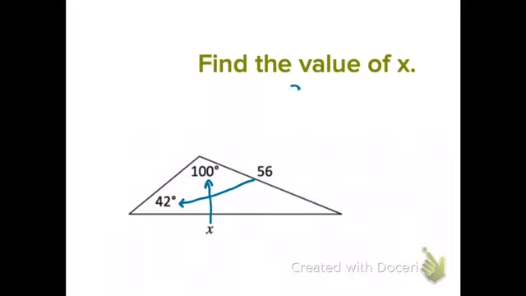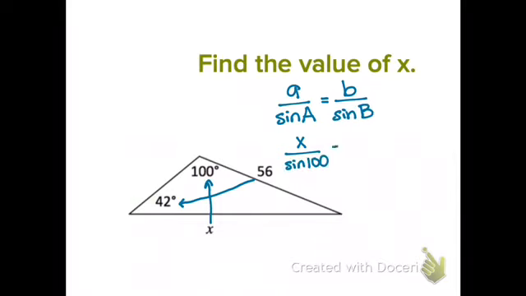You're going to put the side over the sine of the angle across from it, or opposite, and you're going to set it equal to the second side and the sine of the angle across from it. In the equation it also has c, but since we don't have a third side to use, we're not going to use c. So if we fill it all in, x is the side, so I'm going to replace where the a was, and the sine of the angle across would be the sine of 100.